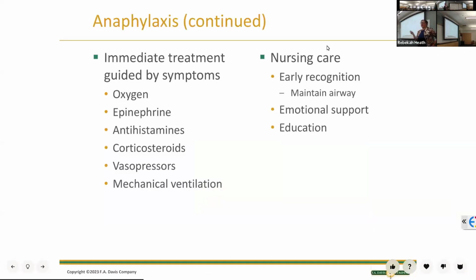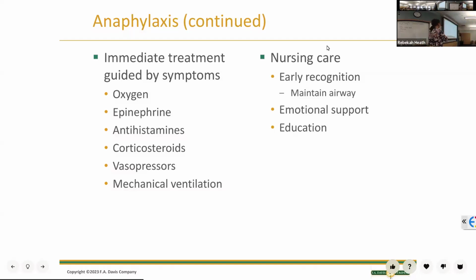So anaphylaxis, immediate, we want to make sure we've got oxygen, epi, antihistamines, corticosteroids. If it gets severe, they might need vasopressors or mechanical ventilation. The biggest thing we want to be able to do is recognize this early. Nursing care is not only for us as medical care providers, it's also for the home, right? Making sure that people know, if you've had a reaction to something, what to look out for to know when it's severe, when to give medication.